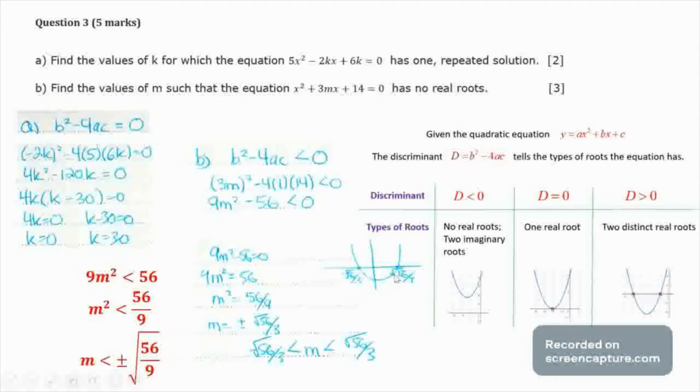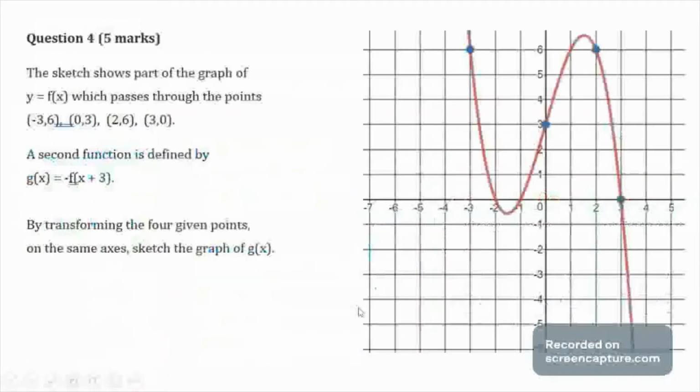From this value to this value, see, from that negative value to this positive value, the parabola is less than 0. That is our solution, not this. Okay, that's important. Small point, but important one. Okay, let's go to the next question.